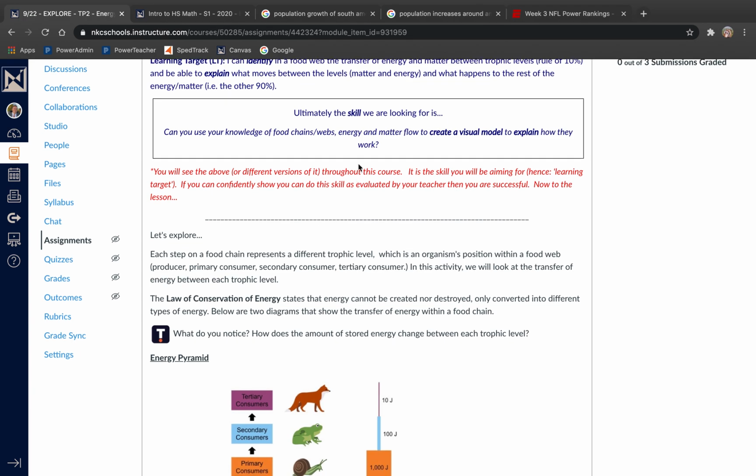Again, ultimately, the skill is what we're looking for. You can use your knowledge of food chains/webs, energy and matter flow to create a visual model to explain how they work.